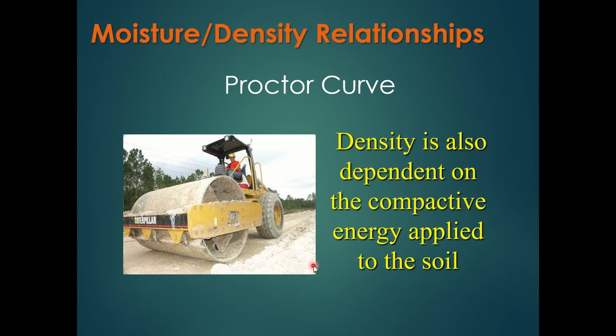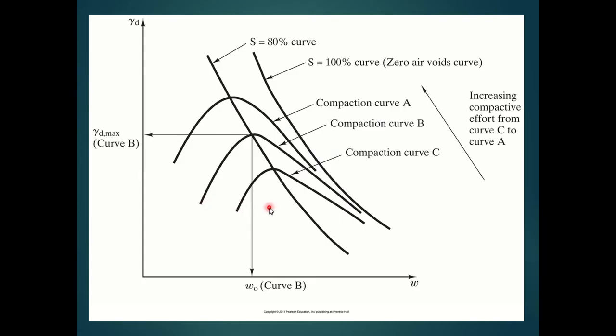So density is also dependent on the compactive energy applied to the soil. Okay. So the bigger the machine, the bigger energy we can put in the soil, the more compaction we can get, the more density we can get. All right. So here's some different curves, basically water content. So if you look at the trend here, the more energy we put into there, the higher the density. However, if you look at our optimum water contents, they decrease. Because what happens to materials when we put more energy? Just think of an earthquake. They're more sensitive to water.